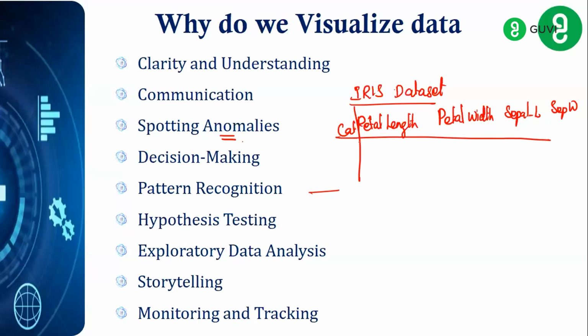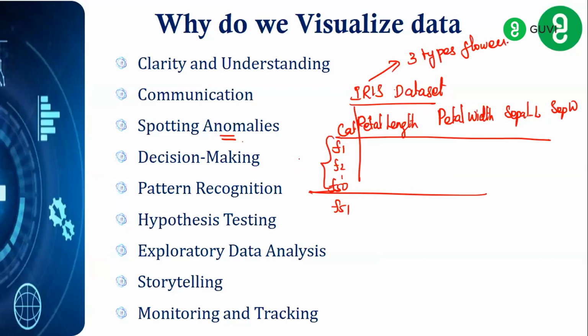We have three types of flowers in this data set. Let me take flower 1, flower 2, up to flower 50, and then flowers 51 to 100 come under flower type 2, and 101 to 150 are flower type 3. So we have three types of flower in my data set.